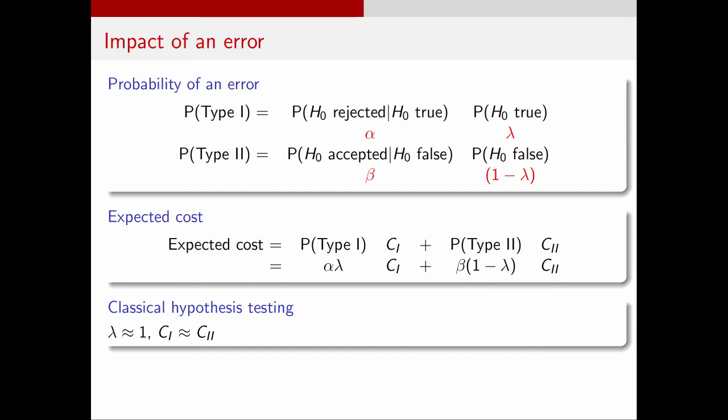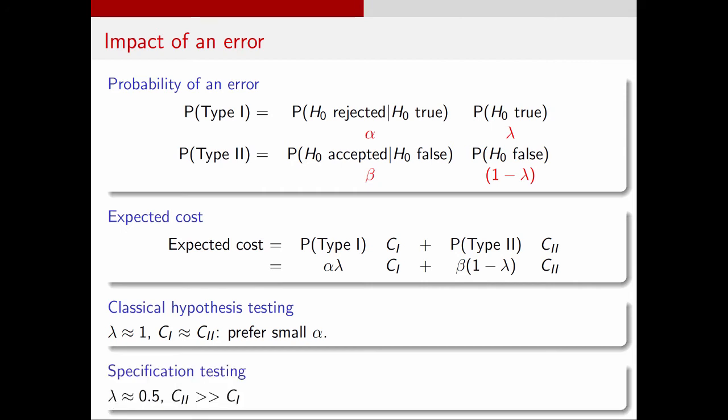In the context of classical hypothesis testing, usually we have a strong belief in H0, which means that lambda is close to 1. And the costs of a type 1 or type 2 error are similar. So in this case, it makes sense to prefer small alpha, typically 5%, and sometimes 1%. But in the case of specification testing, which we are actually applying in the context of discrete choice, well, first, we don't have a strong belief in H0. So in this example, let's take lambda to be 0.5 to express the fact that we don't know. And as we discussed before, the cost of a type 2 error is much bigger than the cost of a type 1 error. Consequently, in this case, it makes sense to use larger alphas in order to perform the test, because the expected cost will be lower.